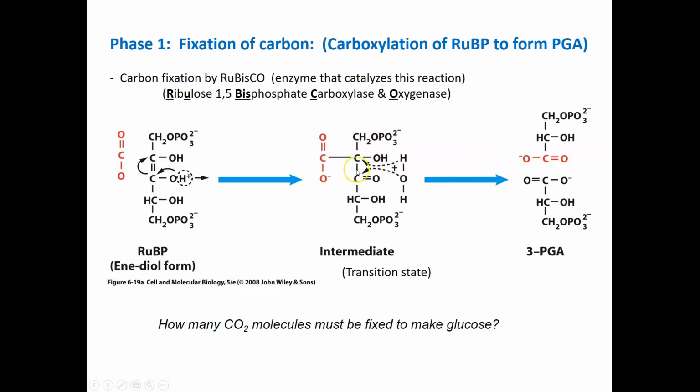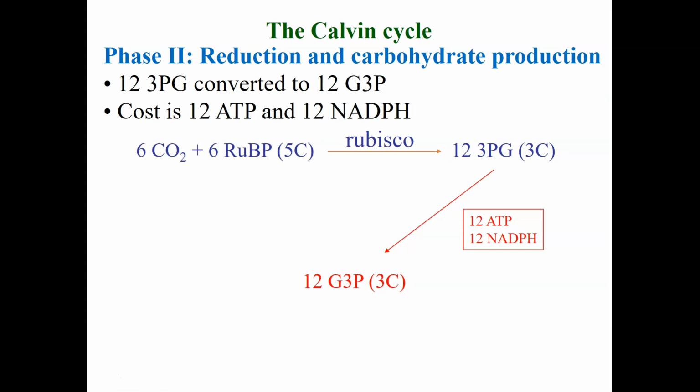So this CO2 gets incorporated, and then we're going to break this now current 6-carbon molecule into 2 3-carbon molecules, which is our phosphoglycerate. And your textbook is going to refer to this as 3-PG. So I just did not want you to get confused about that. So again, if we're going to make 1 glucose molecule, C6H12O6, how many CO2 molecules do you think we're going to ultimately need to fix? Hopefully you came up with 6.